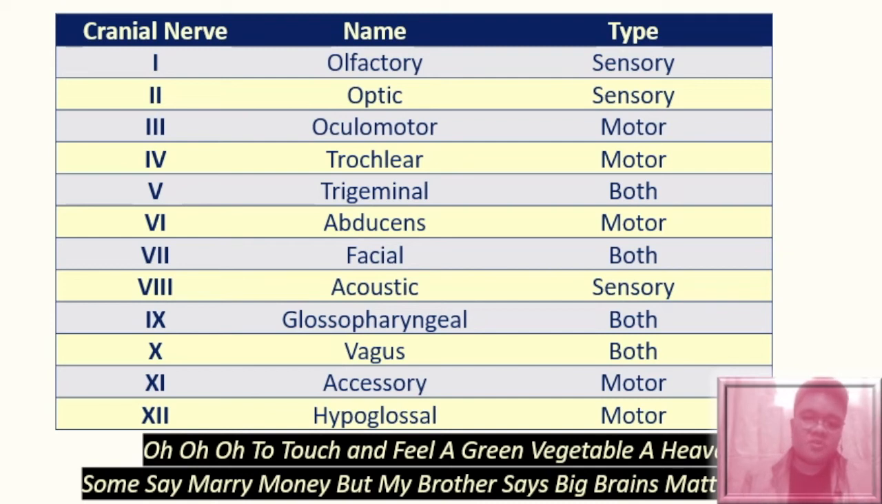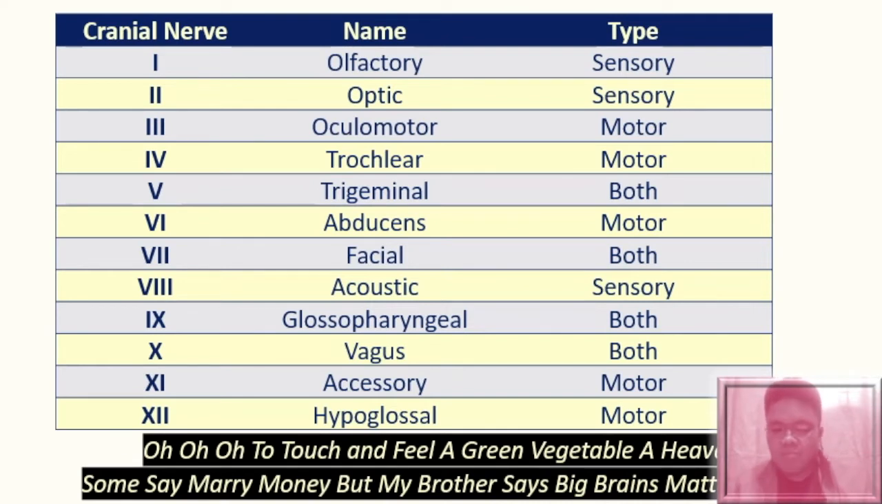Now, class, your 12 cranial nerves are enumerated on the slide and their types are enumerated also. It is wise for you to use a mnemonic in memorizing these 12 cranial nerves to aid in your mastery. It is also wise for you to memorize the type of these nerves, as this would allow you to master their specific function. So we have here the mnemonic: Oh, Oh, Oh, To Touch And Feel A Green Vegetable, Heaven. Then you may also apply: Some Say Marry Money, But My Brother Says Big Brains Matter Most.